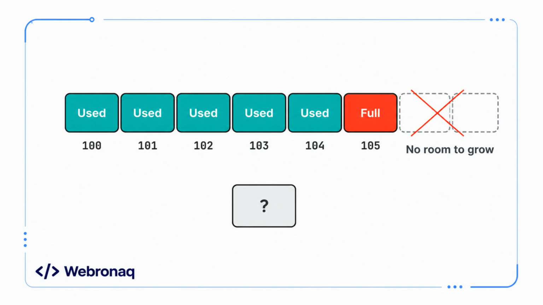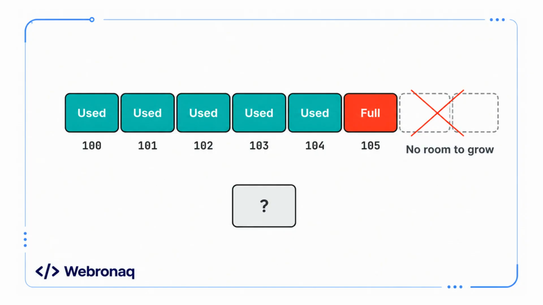Hello friends. Imagine you have a row of storage boxes lined up side by side. You fill them one by one, and then you run out of space. The boxes right next to yours are already taken. You cannot just grab 2 more and keep going. That is exactly the problem your computer runs into with a regular array.